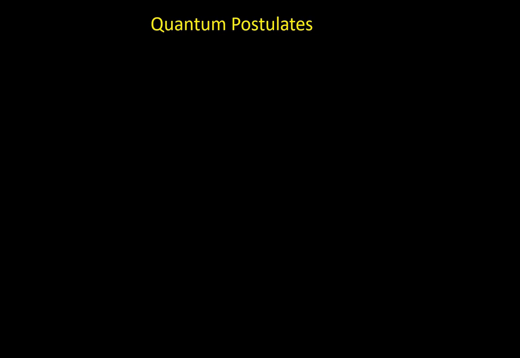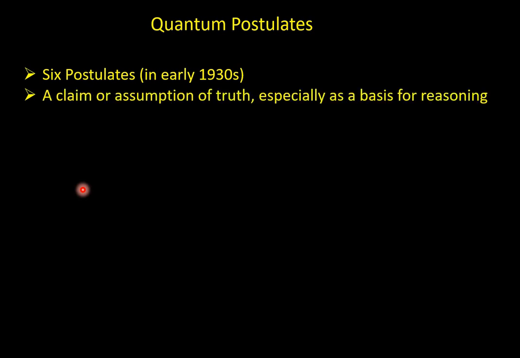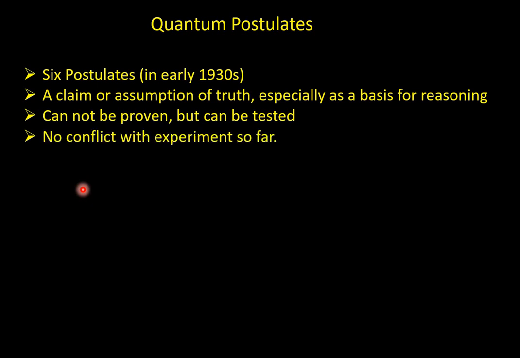So let us start with quantum postulate. In the early 1930s, quantum mechanics was formulated in terms of postulates, and 6 postulates are there in total. But what does it mean, postulate? It's a claim or assumption of truth, especially as a basis for reasoning. A postulate cannot be proven, but it can be tested by experiments. And so far, no conflict has been found of any of the postulates with experimental results.